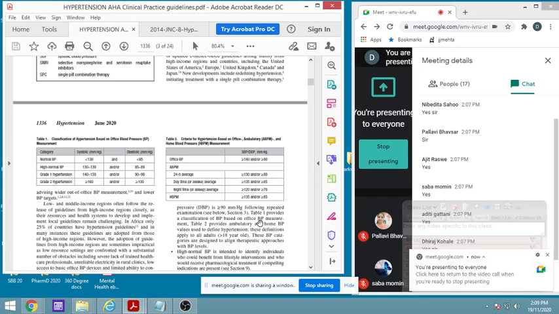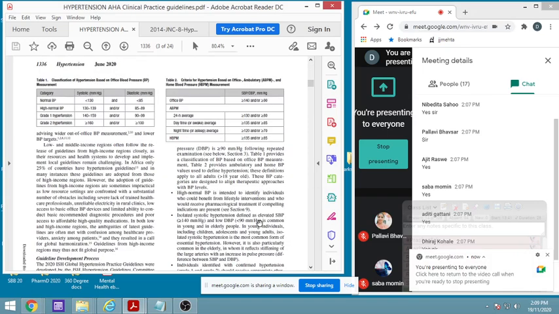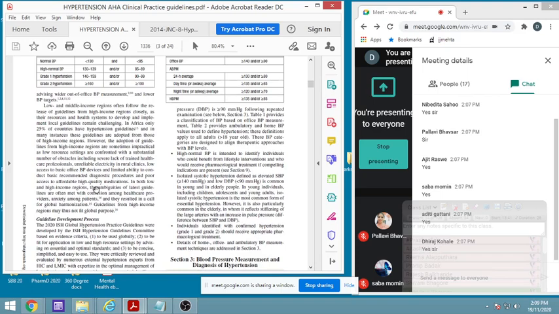So these are the classifications we have seen earlier. On various bases, various societies have made these criteria for what we'll call a normal blood pressure, what we'll call a high blood pressure, and what we'll call grade 1, grade 2 hypertension. And accordingly, once this gradation is there, we'll act on that.